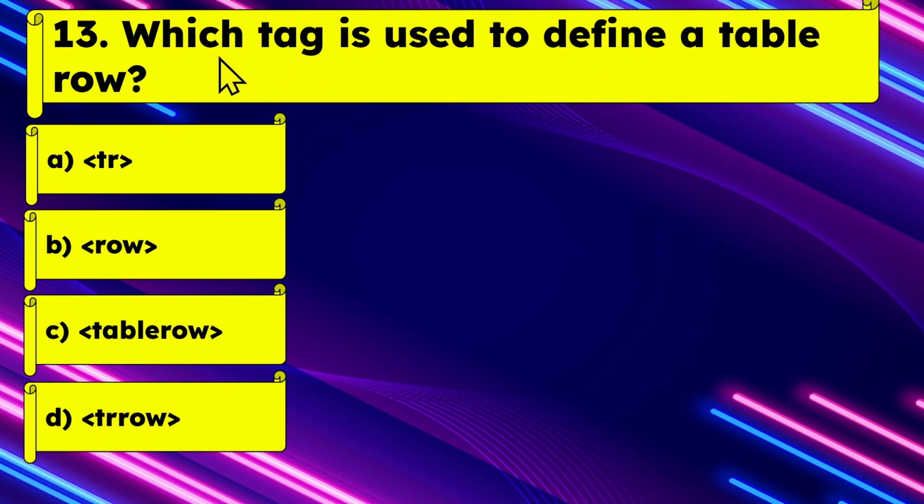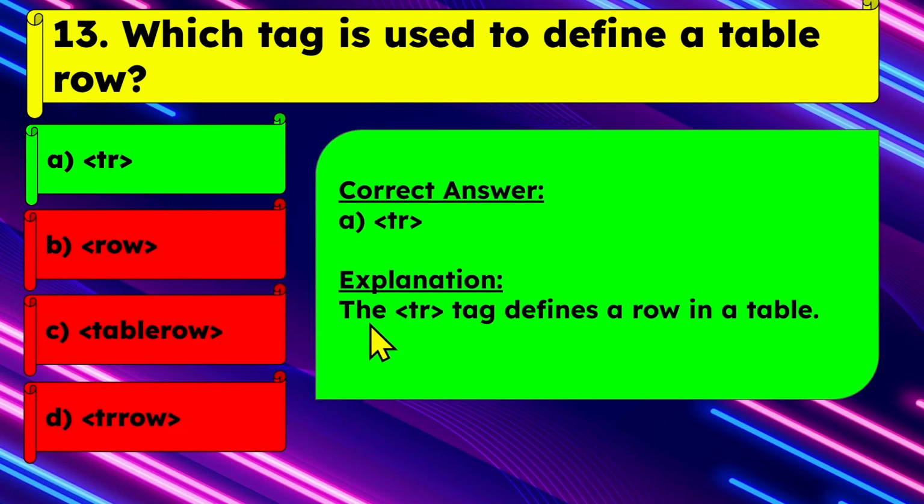Our next question is, which tag is used to define a table's row? Option A tr tag, option B row tag, option C table row tag, or option D tr row tag. So here the correct answer will be option A. As you can see, the tr tag defines a row in a table.